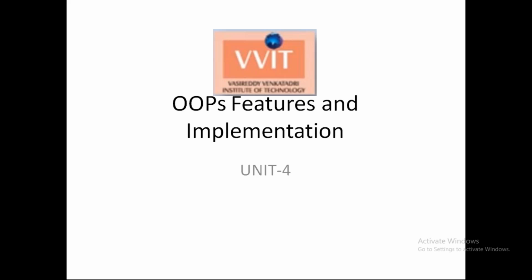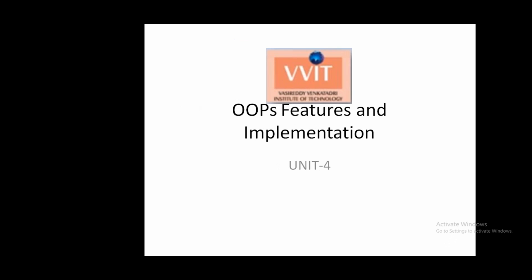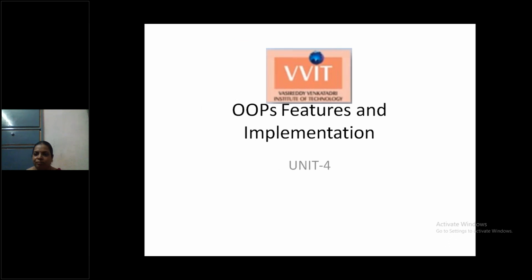The class today is OOPS features and the implementation of those features. In our previous class, we covered how to declare a class, how to create objects for the class, how to create constructors and destructors, and how to use multiple instances of a class. Now we'll see the further features of object-oriented programming in Python and how to implement those features in Python.